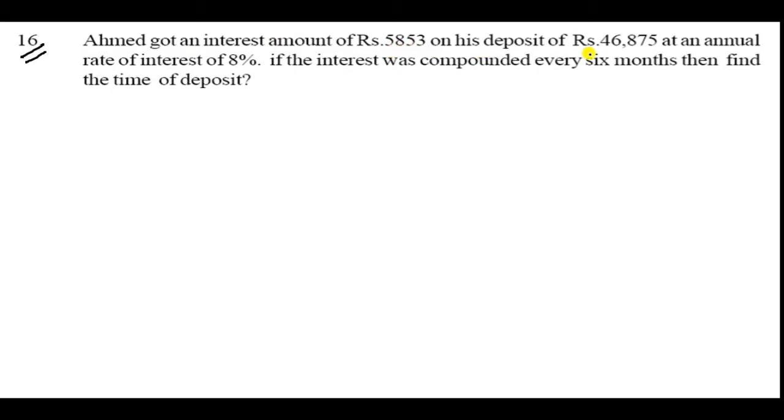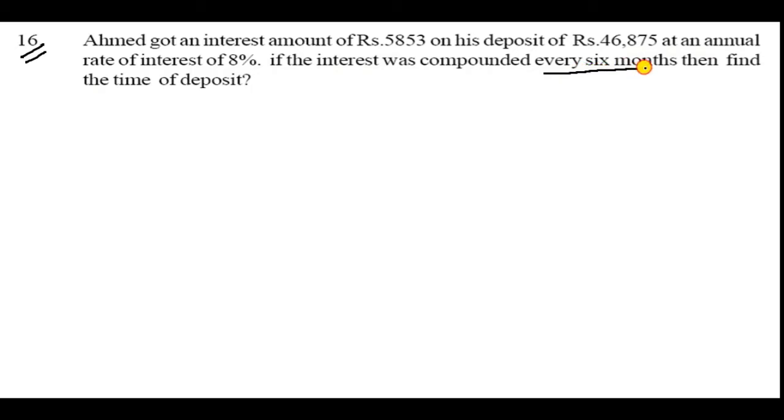So let us start question number 16. Ahmad got an interest amount of rupees 5,853 on his deposit of rupees 46,875.